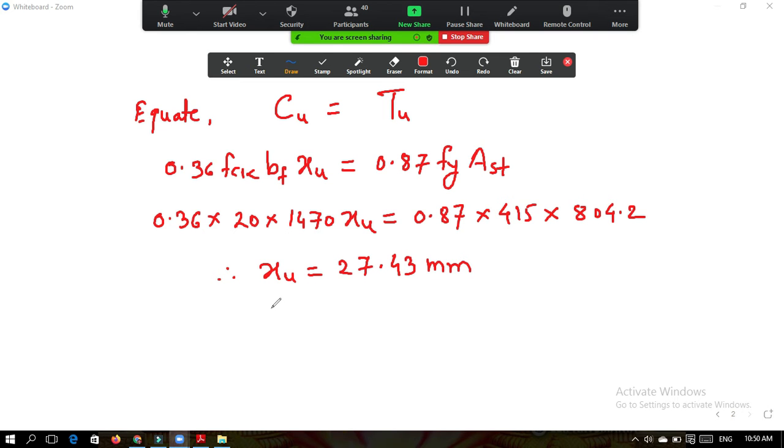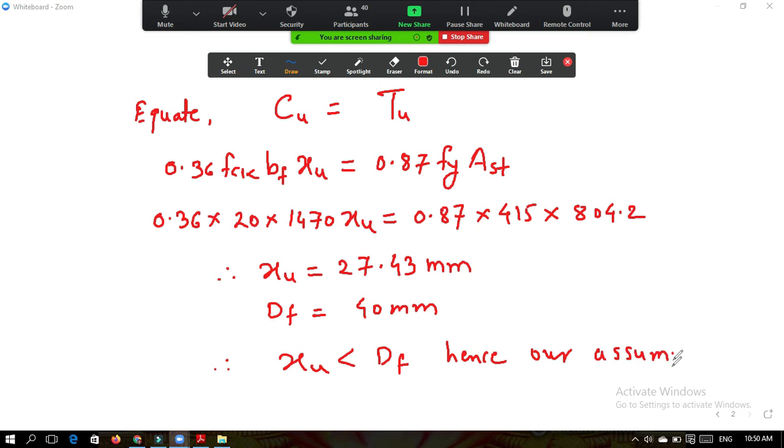So what is the value of DF? DF it is given as 40 mm. So therefore here what we got, XU is less than DF. Hence our assumption is correct. Okay, so we got the lesser value of XU.